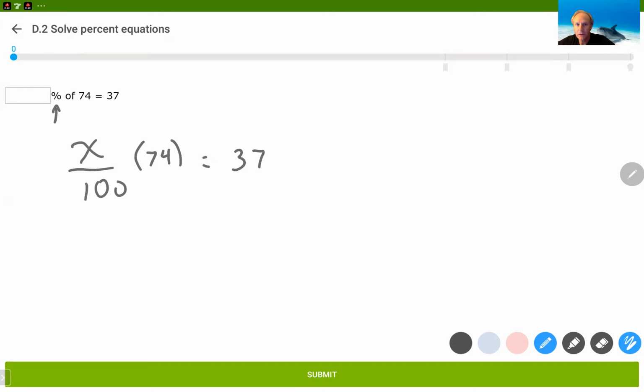And there's a whole bunch of ways of doing this. Some people like to do is over of. This is 37. So you're taking 37 over 74. Sorry, 74, I said that. Is equal to x over 100. We want to find the percentage that 37 is of 74.